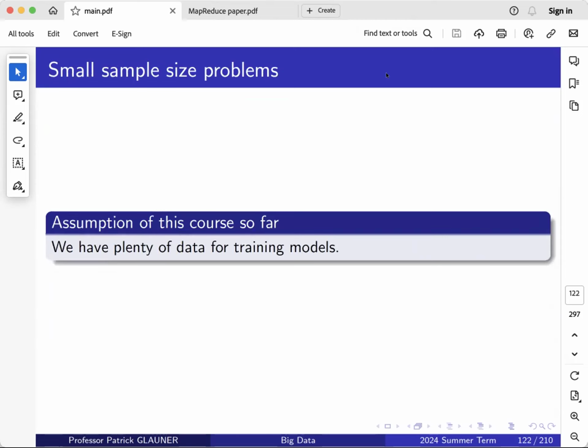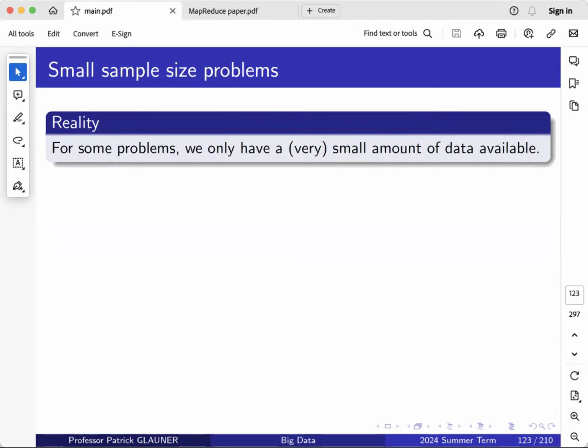Now we will come to another subchapter in here, which I call small sample size problems. What we have seen in this course so far is that we have plenty of data for training models, and we train these models on large data sets. Maybe we remove the biases, we use GPUs, and then we train a huge neural network, for example. However, it turns out that it's not always that easy, because for some problems, we may have very, very small amounts of data available, or say very small amounts of samples.